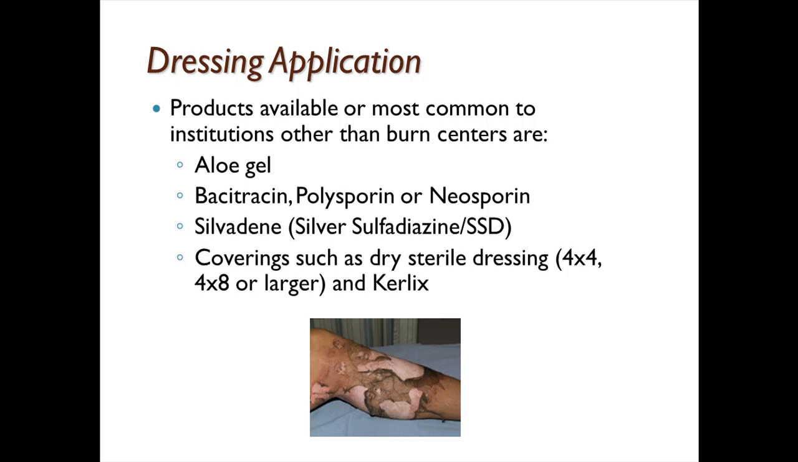There are many, many products that are available, but the products most common to institutions other than burn centers are Aloe gel, bacitracin, Polysporin or Neosporin, Silvadene, which is also called silver sulfadiazine or SSD, and then there are coverings such as dry sterile dressings, 4x4s, 4x8s, and Kerlix.